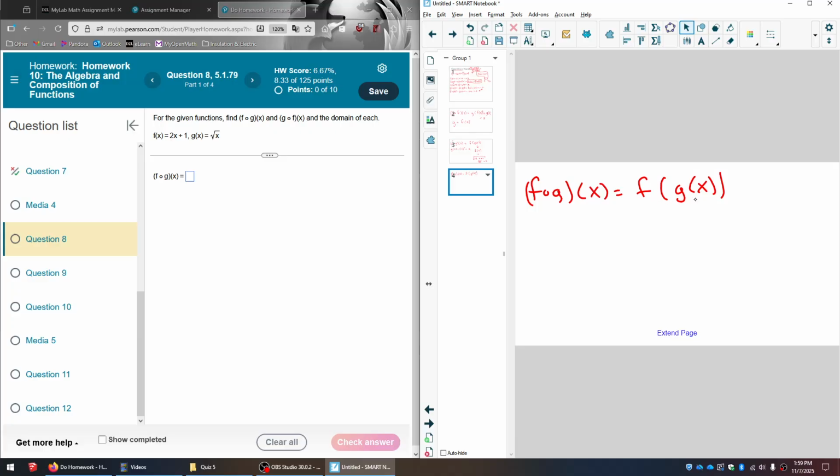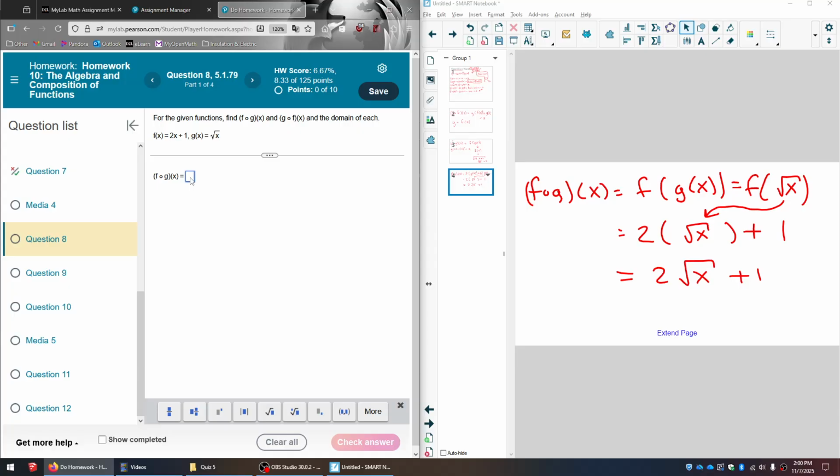So f of x is 2x plus 1, so this is 2 times the input plus 1. But the input is g, the square root of x. So we're trying to find f of the square root of x. I'm going to take that square root of x and put it in the spot for x here. So this is just 2 times the square root of x plus 1. Let's go ahead and type that in. 2 square root x plus 1.